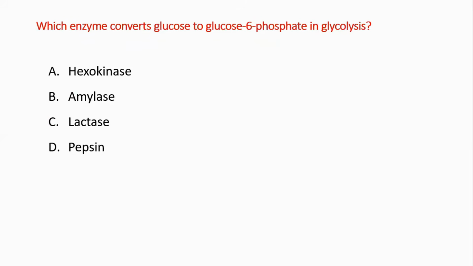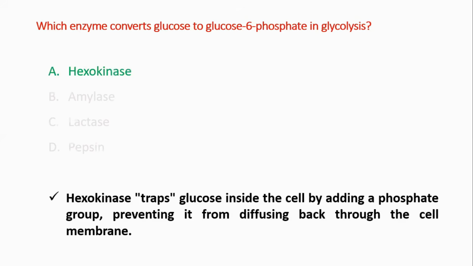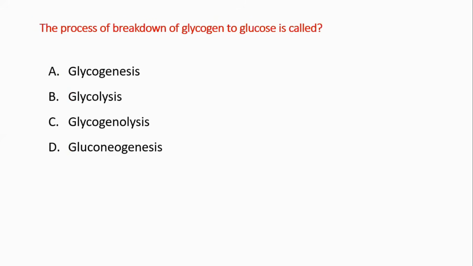So here's another question. Which enzyme converts glucose to glucose 6-phosphate in glycolysis? Remember your glycolysis cycle and remember the enzymes that are involved in conversion of substrate. And the options are A, hexokinase, B, amylase, C, lactase, D, pepsin. Any guesses? So the right answer is hexokinase. So hexokinase traps glucose inside the cell by adding a phosphate group, preventing it from diffusing back through the cell membrane.